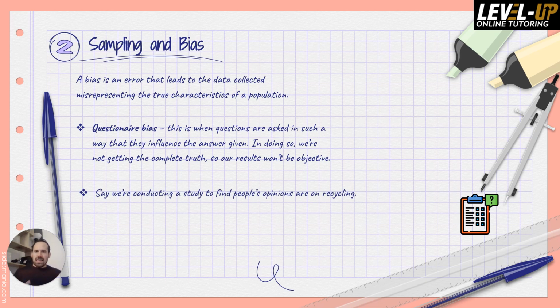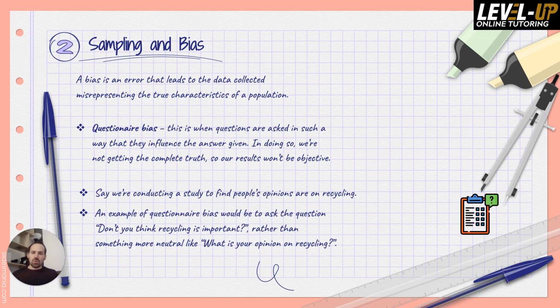So here's an example. Say we were conducting a study about people's opinions on recycling, and on the questionnaire I asked, "Don't you think that recycling is important?" You see, the way I phrase that question, it's almost like I'm assuming that it is important. Maybe you do think it's important, but you don't want to influence your sample. You want to get people's objective viewpoint on what they think. So you'd want to ask something more neutral, like, "What is your opinion on recycling?" So you're more likely to get people's actual opinion.